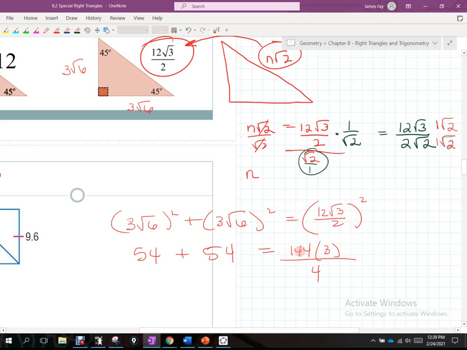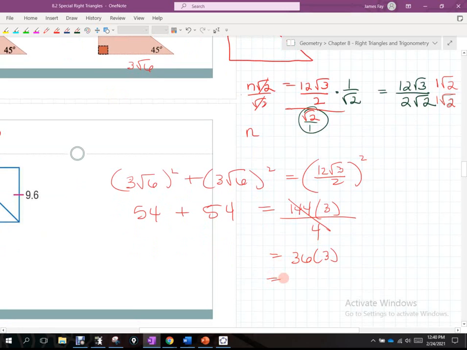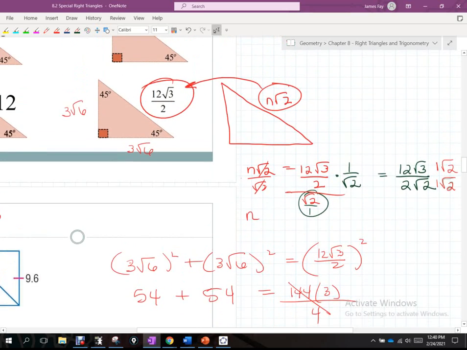Anybody know what 144 divided by 4 is? Say again? Not 6. What's 144 divided by 2? 72. What's 72 divided by 2 then? 36. So that goes to 36. I got 36 times 3. What's 36 times 3? 108. What's 54 plus 54? 108. So because I get that Pythagorean theorem to check, that tells me I got the right 3 radical 6s for those sides. Lots of algebra there, right?